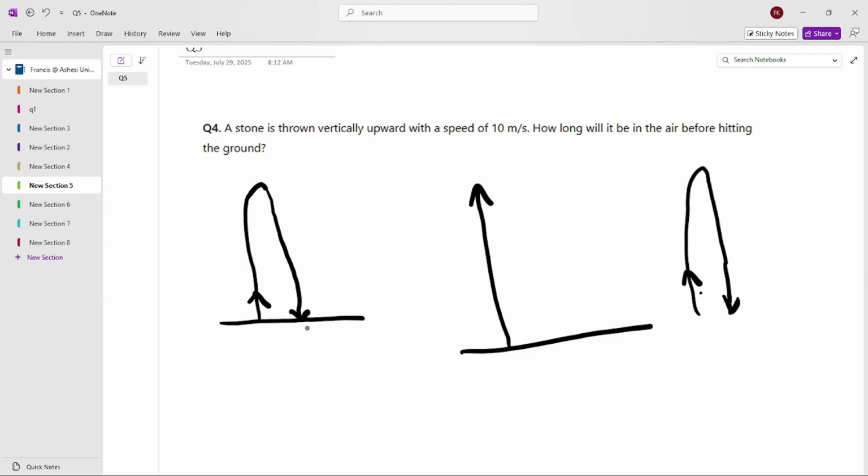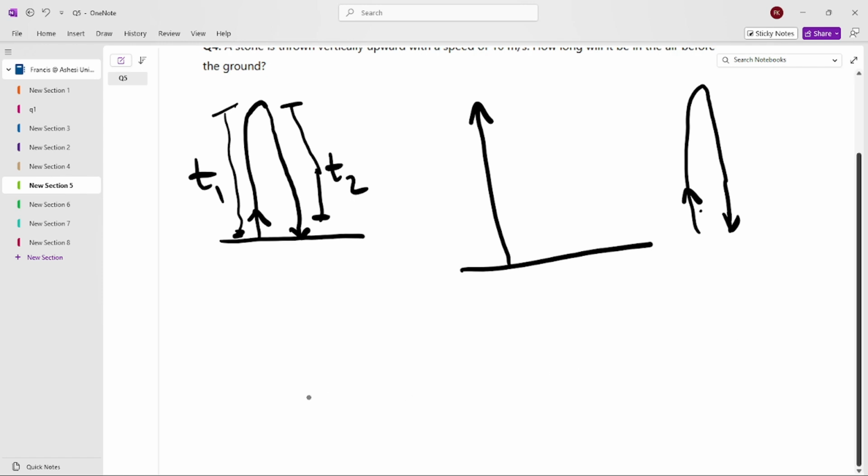So again, if you calculate the time to reach the maximum height, let's say it's t, it's going to take the same time to fall down. So t1 is going to be equal to t2 if they fall at the same ground. But if you have something like this, the floor is here, then there is a table here.